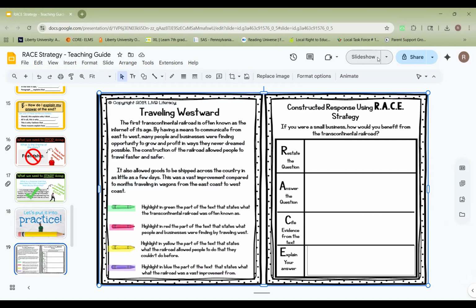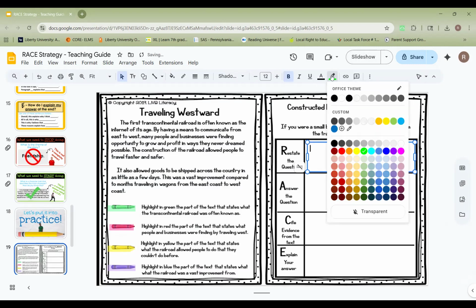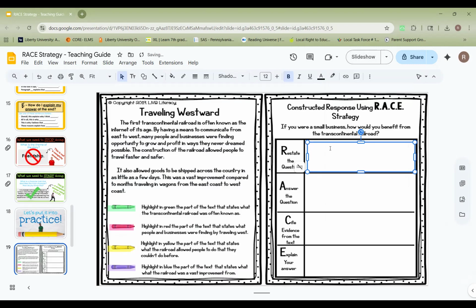So on the other side, the first thing we're going to do, which is the most important part, is restate the question. So if you were a small business, how would you benefit from the Transcontinental Railroad? So if, oh, I don't need to highlight now. So I need to restate: if I were a small business, I would benefit a lot from the Transcontinental Railroad.